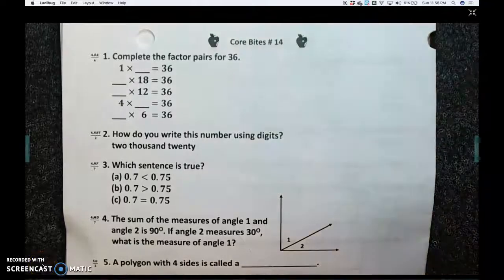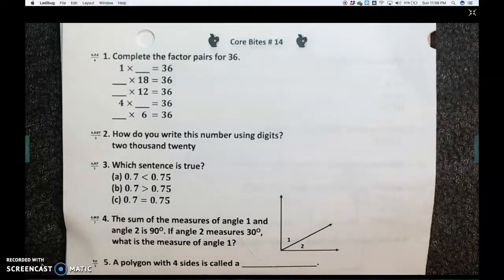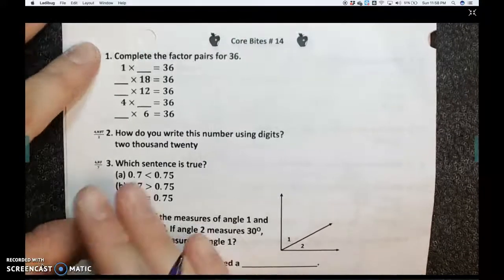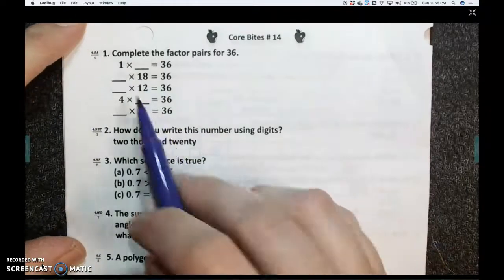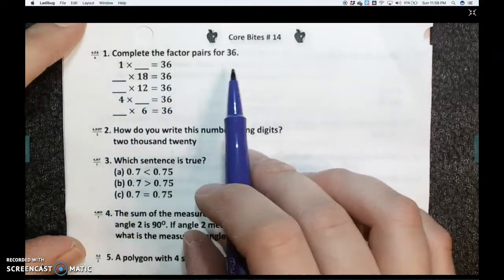Alright guys, these are your answers for Core Bites number 14. So let's make sure we check our answers on our paper and please make corrections because this is your brand new Core Bites unit. So the first one says complete the factor pairs for 36.